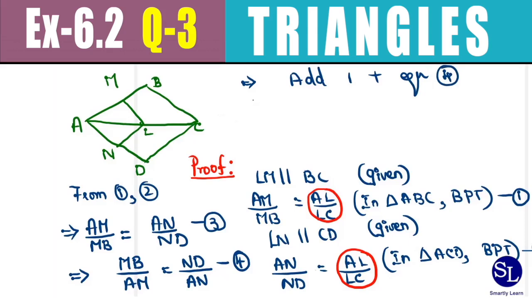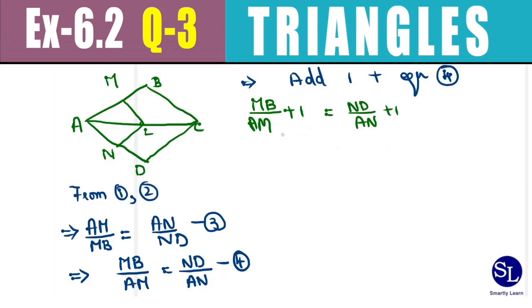So this will become MB by AM plus 1 is equal to ND divided by AN plus 1. Why? Because if the left and the right side of the equation are the same, I can still uniformly add 1 to both sides. So now we are going to take the LCM. This means MB plus AM divided by AM is equal to ND plus AN divided by AN. I've just taken an LCM for their respective fractions.